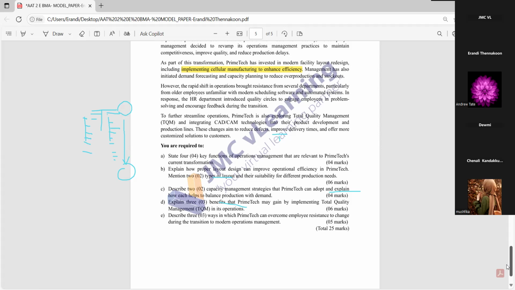Example, Prime Tech uses this to assemble product components efficiently, enabling flexibility and cross-trained workers. So you have to combine the Prime Tech term, right, with the answer.